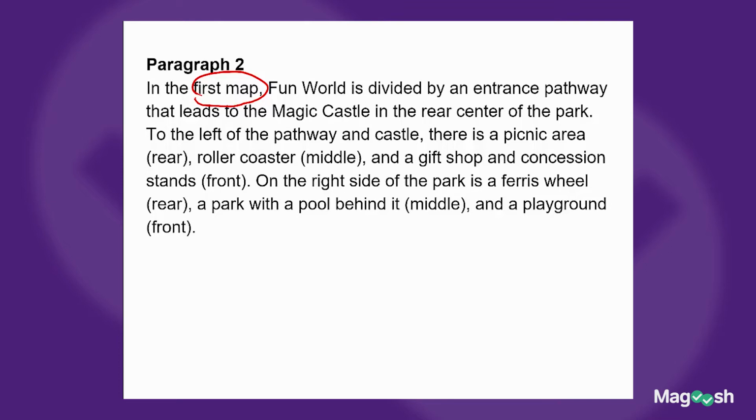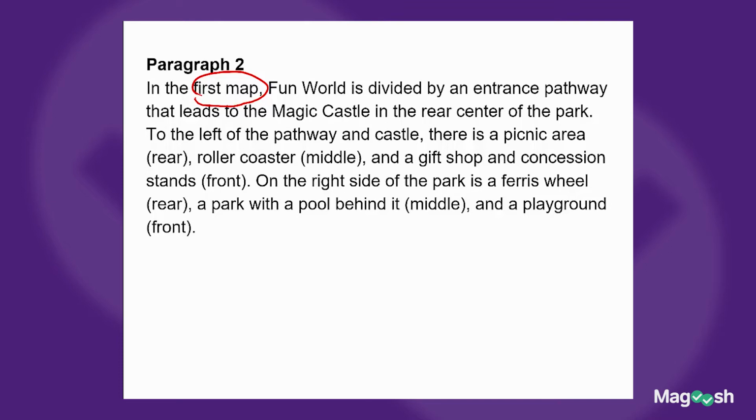To the left of the pathway and castle, there's a picnic area, rear, a roller coaster, middle, and a gift shop and concession stands, front. On the right side of the park is a Ferris wheel, rear, and a park with a pool behind it, middle, and a playground, front.